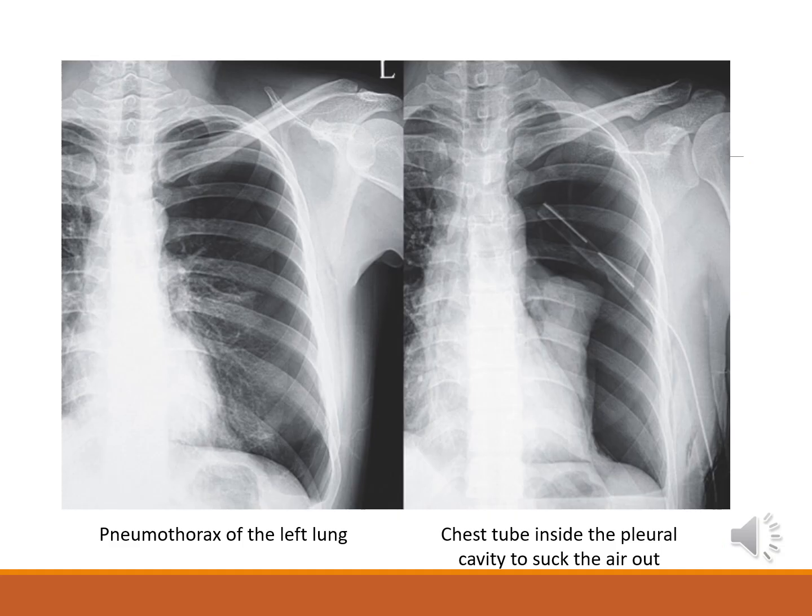The image on the left shows a large pneumothorax to the left lung. The image on the right shows a chest tube that has been inserted into the pleural cavity to suck the air out so that the lung can re-expand.